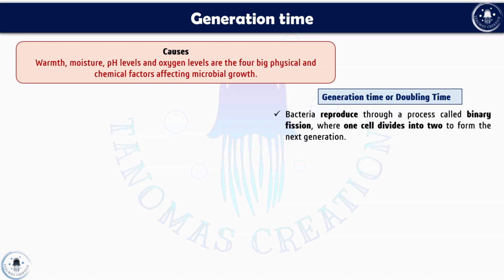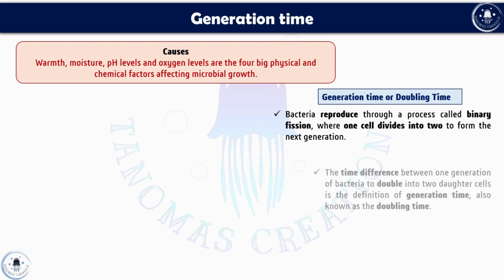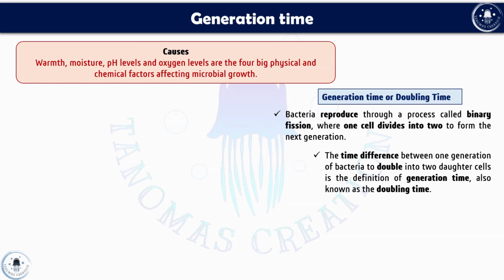So bacteria reproduce through a process called binary fission, right? So they do not do sexual reproduction, they do binary fission. And in binary fission, one cell divides into two to form the next generation, right? Now the time taken for one generation of bacteria to double into two daughter cells is the definition of the generation time. That means generation time is the time difference between one generation and the next generation. Okay. Now this generation time is also known as doubling time.